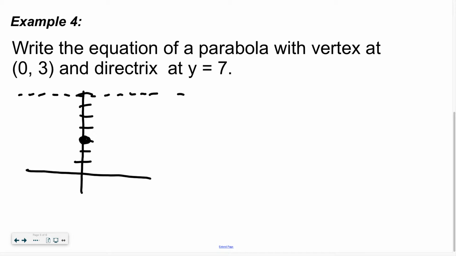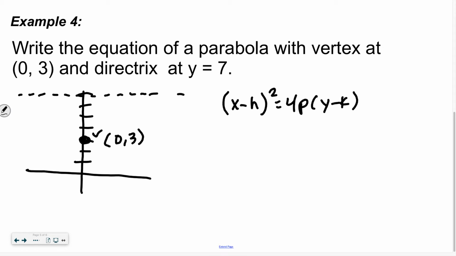Okay, just by graphing the vertex and the directrix here, what do you know instantly about your parabola? Opens down. So we know which equation to use. X minus h quantity squared equals 4p times y minus k. We've got our vertex at 0, 3, so that's going to be my h and k. We know because it's opening down, what has to be true about the value of p? It's got to be negative.